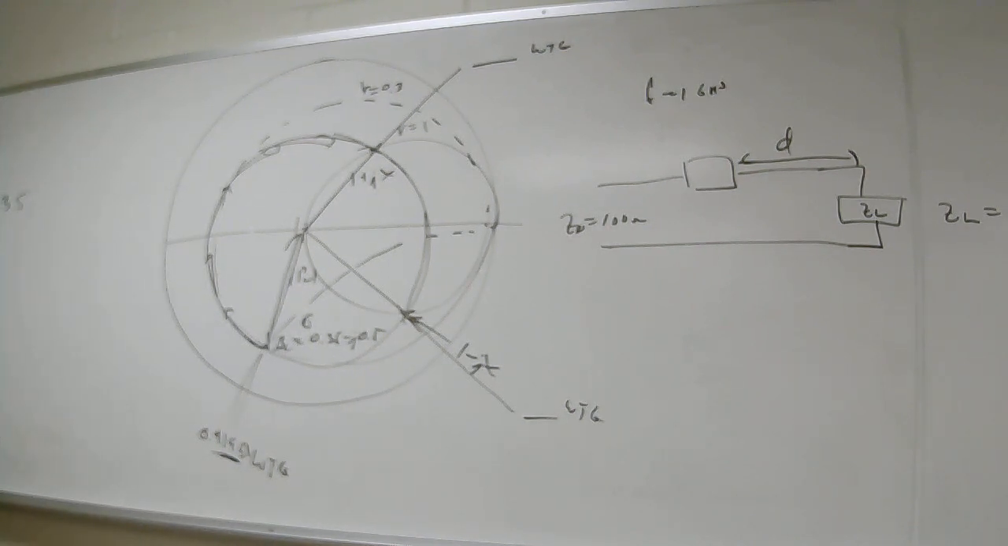Make sure you can read your Smith charts, because there are no partial credit points on these kinds of things. It's either right or it's wrong. You got to know this stuff.